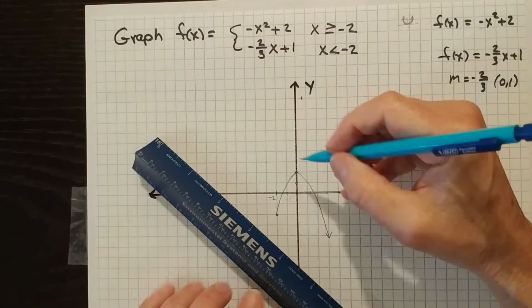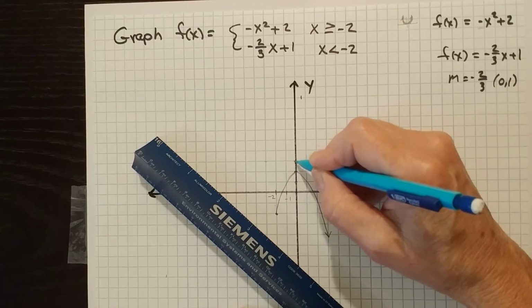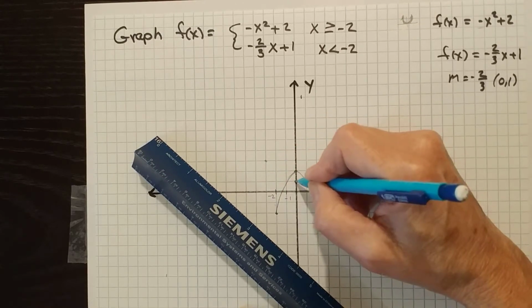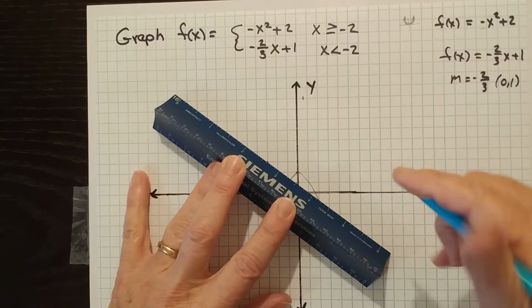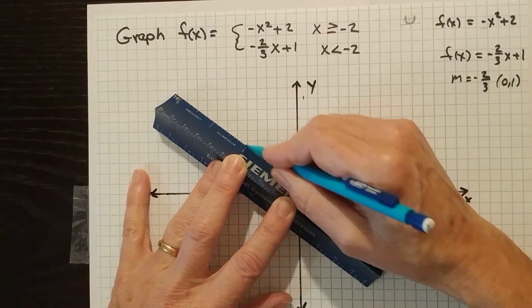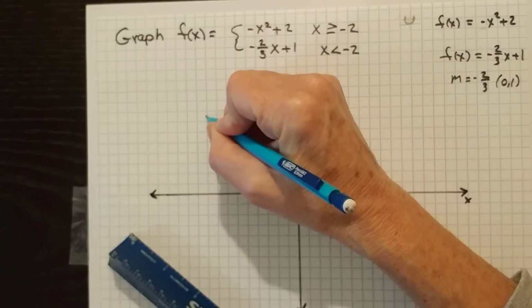Graphing this line, I said my y-intercept is 1, up 2, left 3. This is this point. This is this point. Let's draw a line through there. Okay, so there is that line.